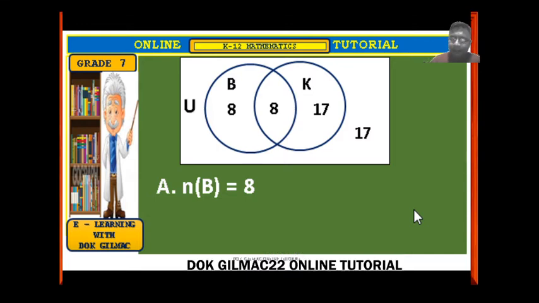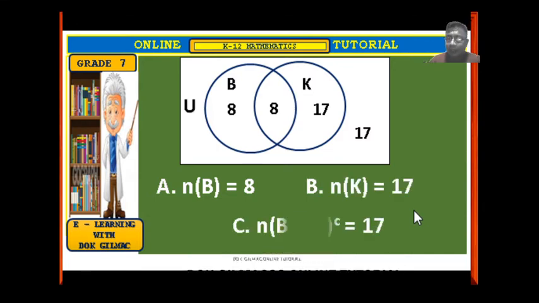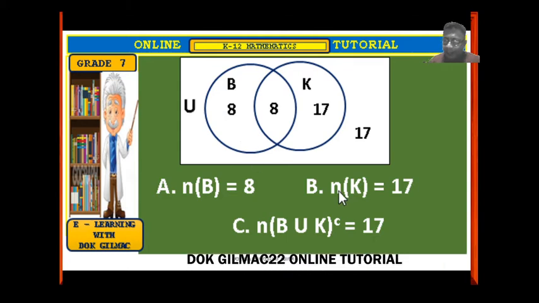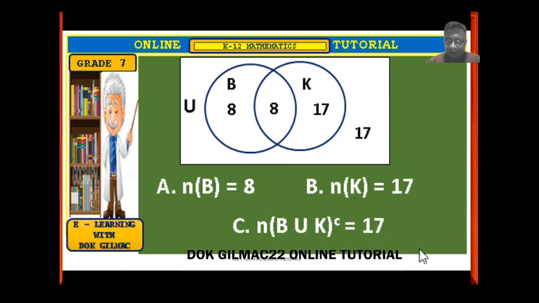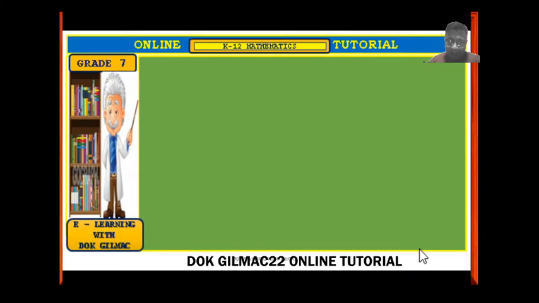N of B only is equal to 8, as you can see here. N of K only is equal to 17. And there are 17 who don't train boxing or karate. Okay? So, let's have illustrative example number 2.